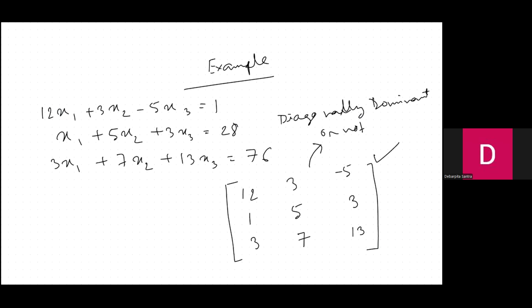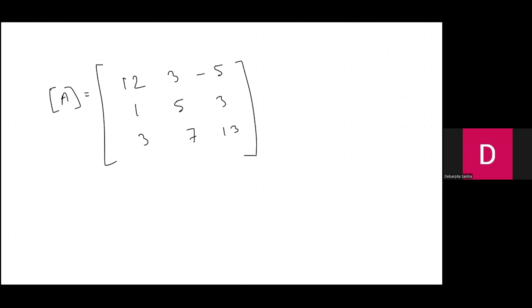Let me write it down freshly. I have written the coefficient matrix freshly. As you can see, this is the coefficient matrix A, obtained from the equations in the last slide. Now you have to check whether this matrix is diagonally dominant or not. What are the diagonal elements here? 12, 5 and 13. In general, you have to check whether the absolute value of A11 is greater than or equal to the sum of the other elements in that row.